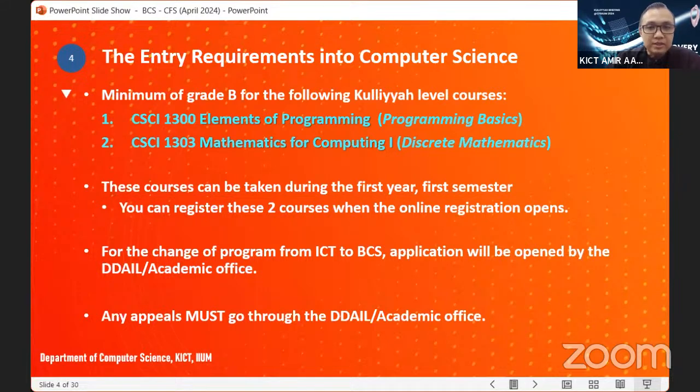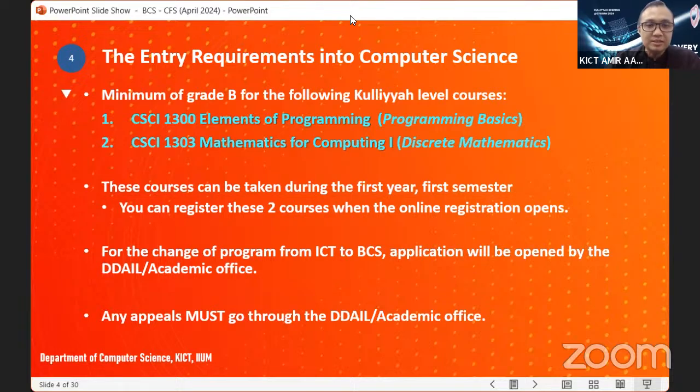All right. One thing you need to know is that after you finish CFS and come into KICT, you will be enrolled into the Bachelor in Information Technology, or BIT. After the first semester, if you plan to go into computer science, there will be a session that we call Declaration of Program. You will declare your program as Bachelor in Computer Science as long as you meet the requirements, which is you need to have a B in 2 of these courses: Elements of Programming, where students are required to have some basic programming knowledge, and also Mathematics for Computing 1, or knowledge in Discrete Mathematics.